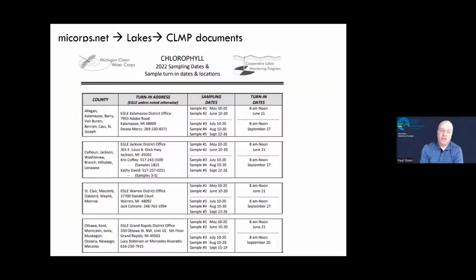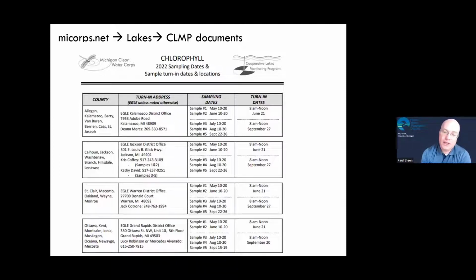And this looks familiar to you because this is the same type of format that we use for our phosphorus schedule. How you read this is in the same vein as phosphorus. You'll find your county on the left-hand side. You'll see the next column is where you're going to be bringing your samples. And then the third column is when you're supposed to be taking your chlorophyll samples. There's 5 samples that we want you to do.